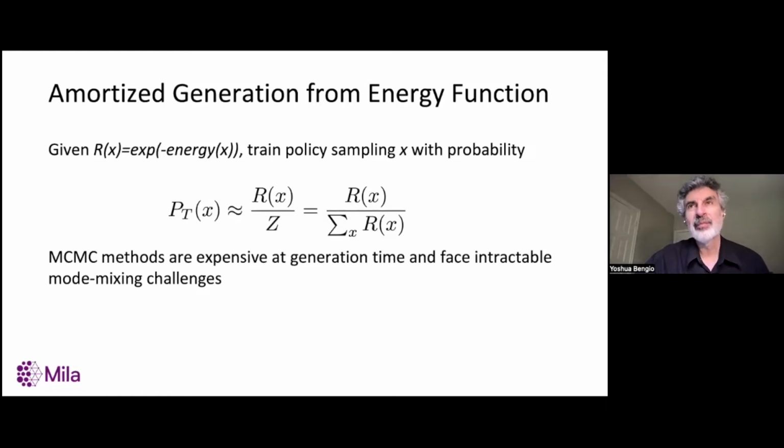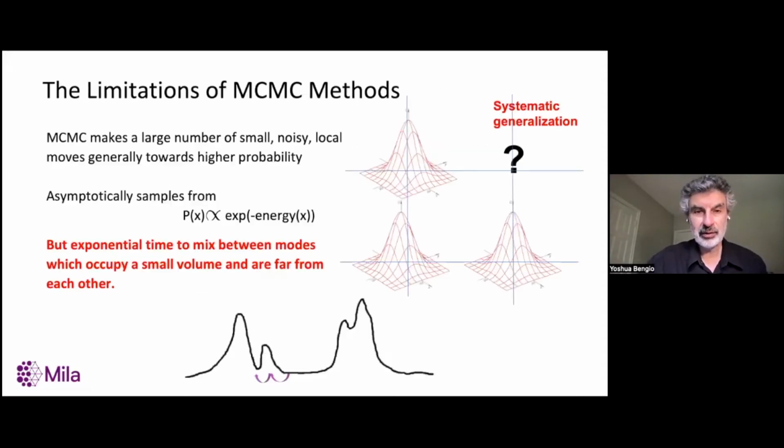So one is you get the right samples only after a potentially very long chain, especially if the distribution is very complicated. And in fact, if the modes of this function R are far from each other, so I illustrate this here, then it might be essentially intractable to sample from all these modes, or even a large fraction of them.